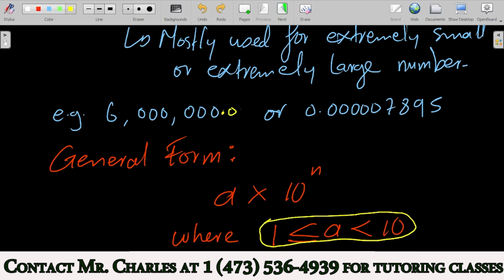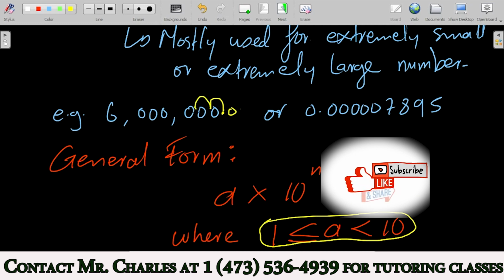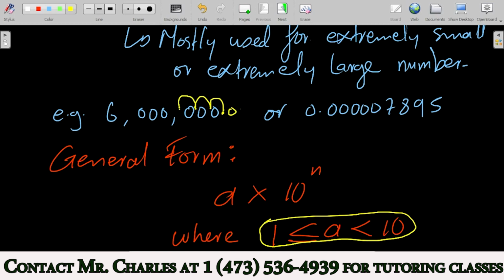If we move it one place to the left, the number becomes 600,000. 2 places to the left, it becomes 60,000. 3 places, it becomes 6,000. We want to make it smaller, so we move it another place, it becomes 600. 1 more place, it becomes 60. That's still too large. We want it to be less than 10 but greater than or equal to 1. So we move it another place and we get 6, which is within that range.